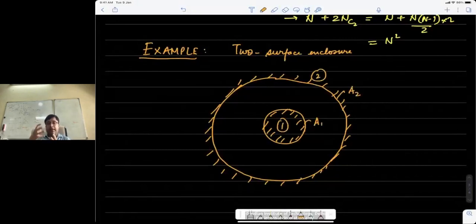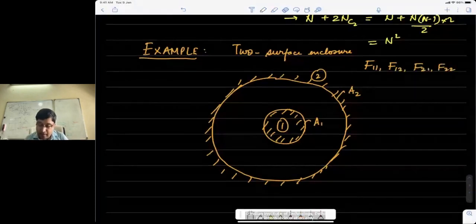So one surface is completely inside the other surface, and we need to calculate what the view factors would be for this problem. So we need to calculate F11, F12, F21, and F22. There are two surfaces, so there should be two square number of view factors. That would be the number of view factors that we have to calculate.